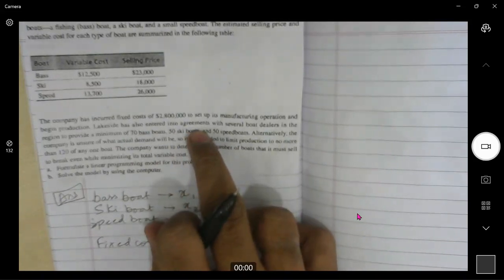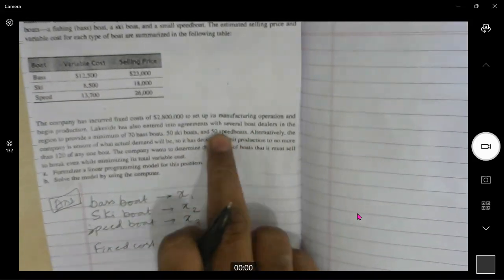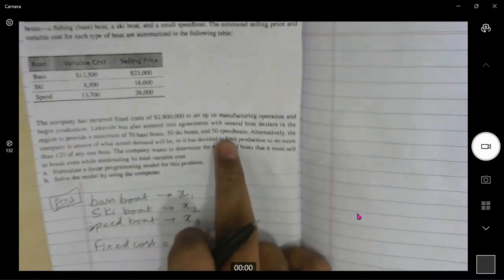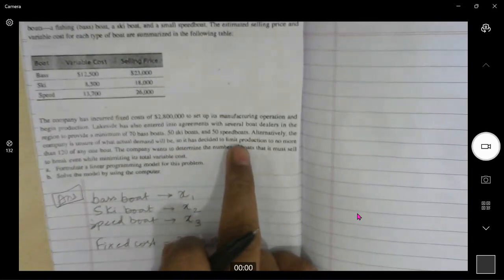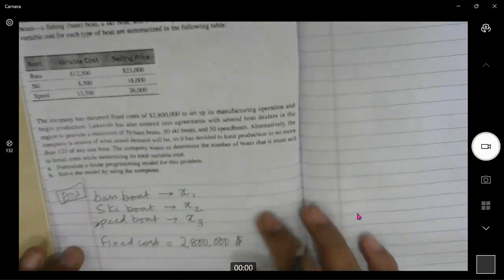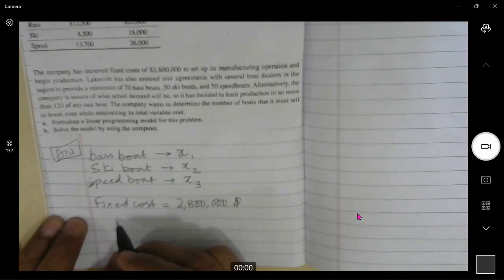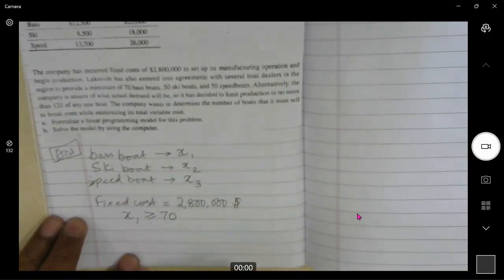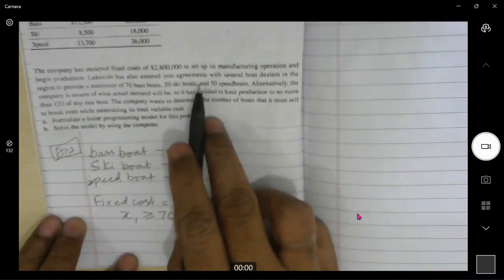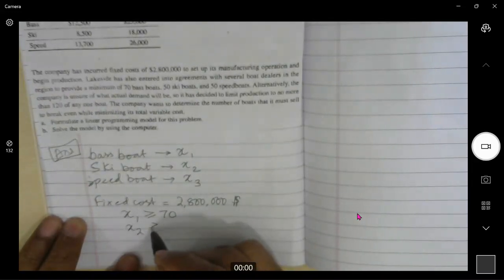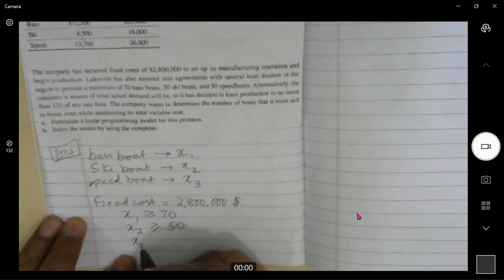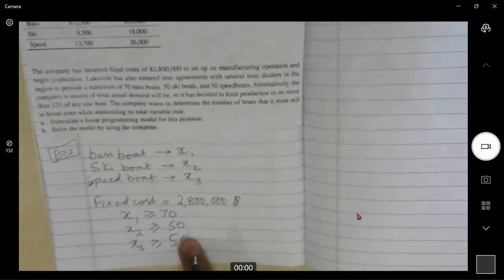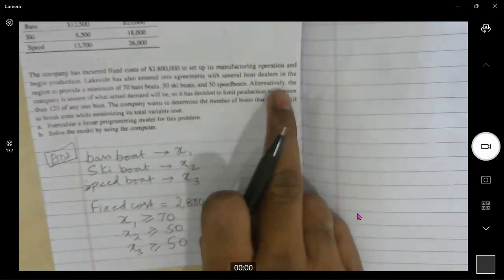Lakeside has entered into agreements with several boat dealers in the region to provide a minimum of 70 bass boats, 50 ski boats, and 50 speed boats. So the minimum requirement is given. That means I can write that as a constraint here. So bass boats should be minimum 70. Therefore, x1 should be greater than or equal to 70. 50 ski boats, so x2 should be greater than or equal to 50, and x3 should be greater than or equal to, again, 50. So these three constraints clearly we can mention from here.